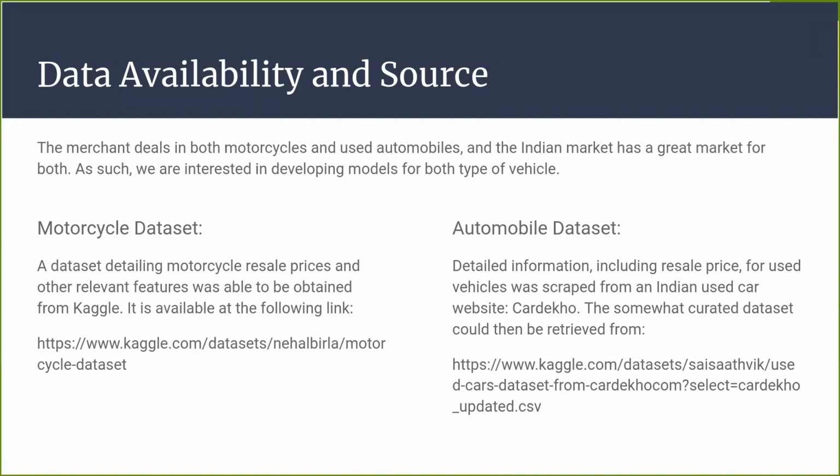Jumping into the data availability and source for this project, we were able to find motorcycle and automobile data sets for the Indian market through Kaggle. The motorcycle data set had resale values as well as a handful of other characteristics we'll get into later. And the automobile data set was acquired from web scraping a used vehicle website for India called CarDekho. This data set was then somewhat curated and made available on Kaggle, and it had a lot of similar characteristics to the motorcycle data set, as well as some additional fields that we'll get into later.